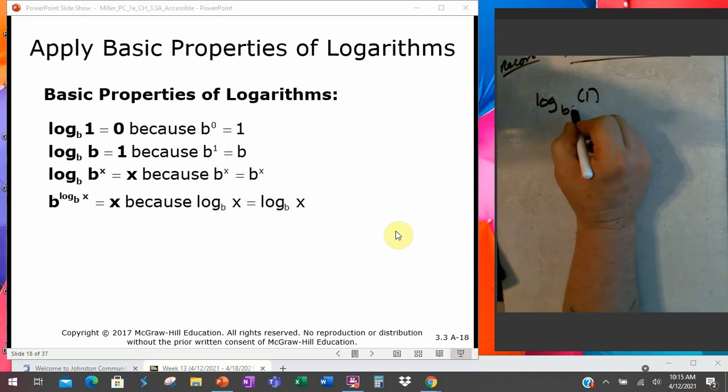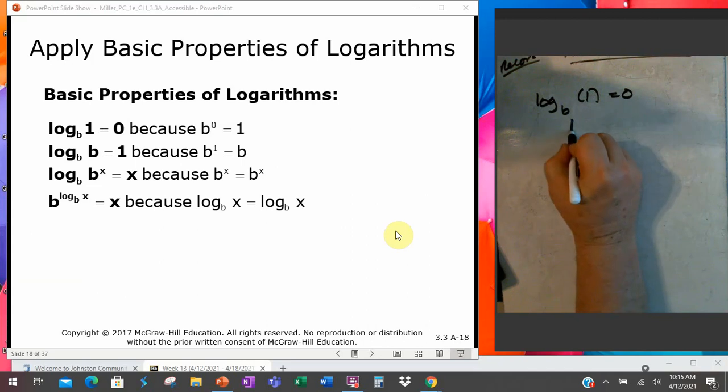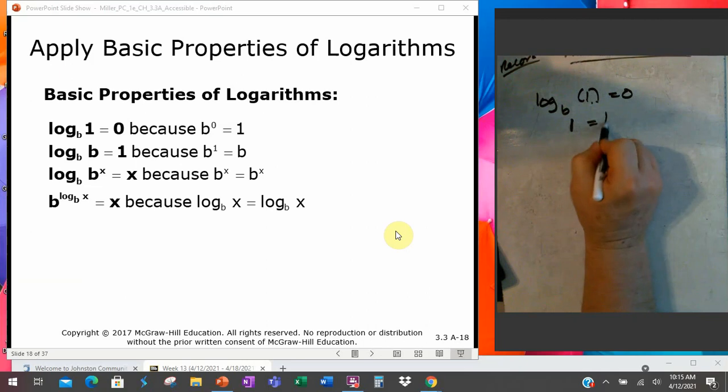If I take the log of 1 in any base b, that's going to be 0, because I want to represent 1 as a power of b. This is kind of my mnemonic. The only way I'm going to do that is b to the 0. Any number raised to the 0 is equal to 1. So the log to base b of 1 is just equal to 0.